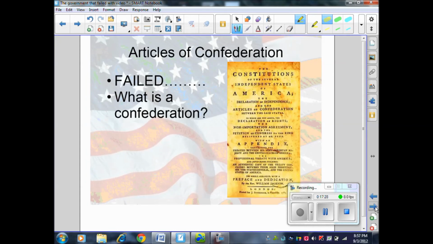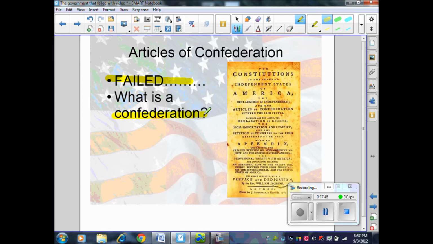So now going on to the next slide. You see here, and this is something I've already said, that the Articles of Confederation failed. It didn't work. It was a good try. It was a good idea because we were the exact opposite of what we've experienced before. And if you want to ask yourself now, what is a confederation?